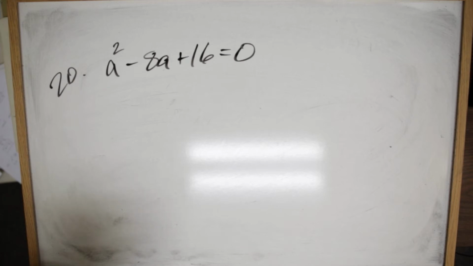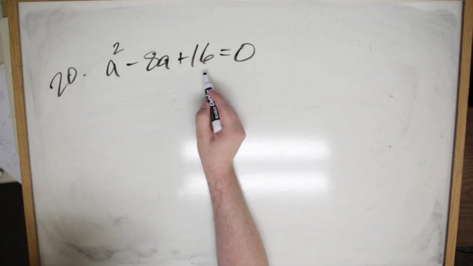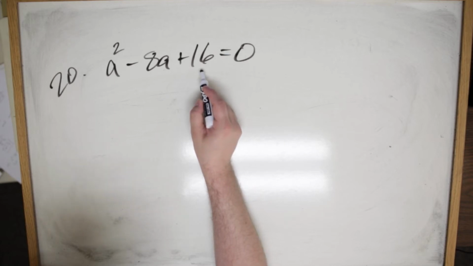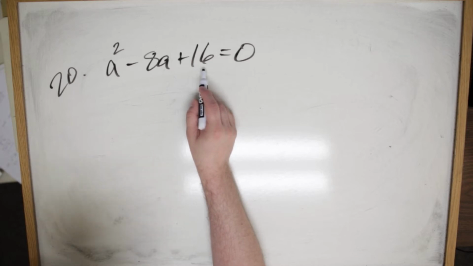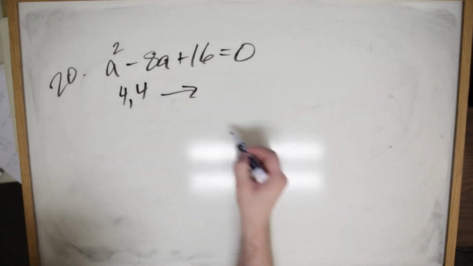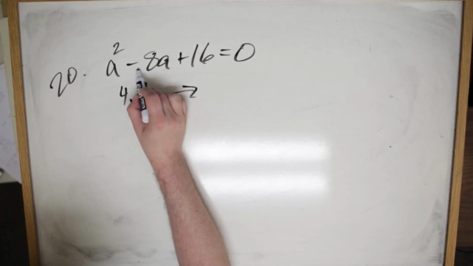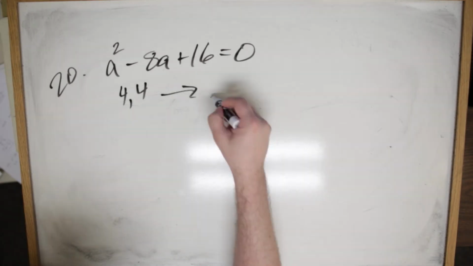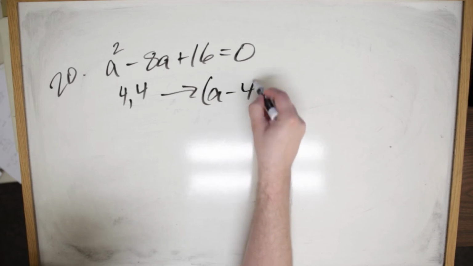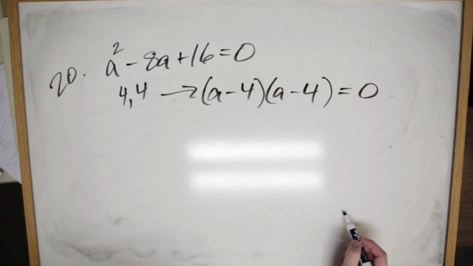Let's think about all the combinations. 1 and 16 can't give me an 8. 8 and 2 can't give me an 8. 4 and 4, which are factors of 16, can. So it looks like I'm going to have 4 and 4. Since this is positive and this is negative, both of these are going to be negative. So I'm going to have a minus 4 equals 0.